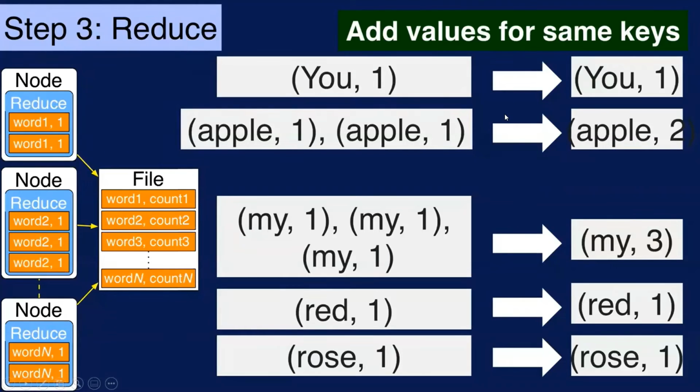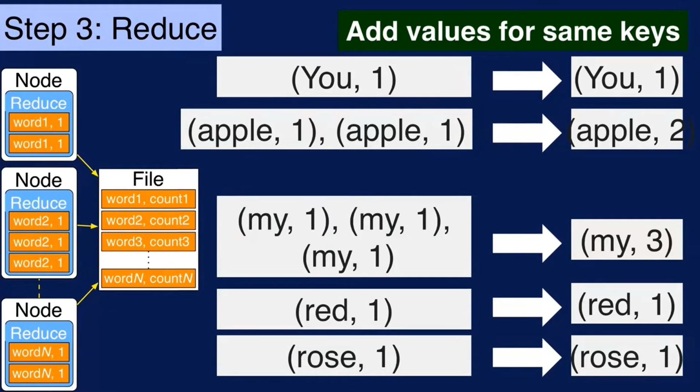Next, the reduce operation executes on these nodes to add values for key value pairs with the same keys. For example, apple comma 1 and another apple comma 1 becomes apple comma 2. The result of reduce is a single key pair for each word that was read in the input file. The key is the word and the value is the number of occurrences.